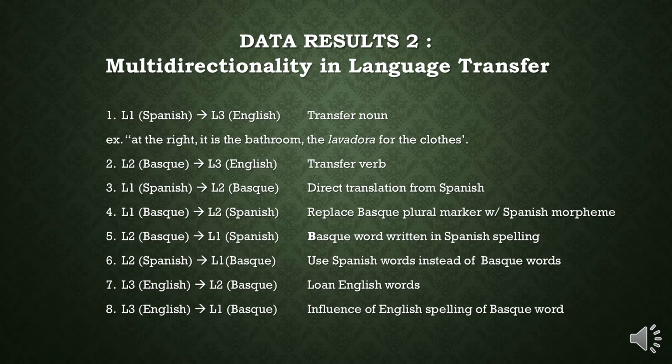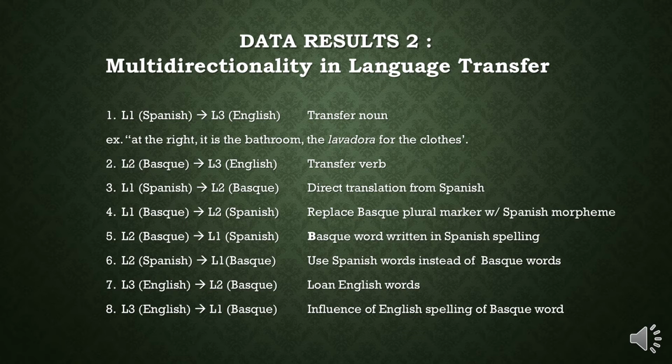Data results 2. Multidirectionality in language transfer. Multidirectionality is when multilingual learners use their languages in multiple directions and not only from L1 to L2. For example, using transfer from L1 Spanish to L3 English, a student writes, "At the right, it is the bathroom, the lavadora for the clothes." In this case, the student transfers a Spanish noun into an English sentence. In the second transfer from L2 Basque to L3 English, students transfer verbs.